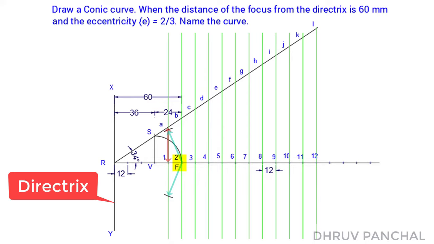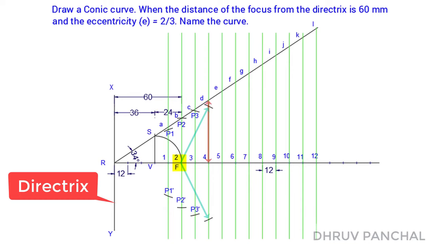With the help of compass, take distance A1 as a radius and point F as a center. Draw two arcs on line A1 to get point P1 and P1'. Take distance B2 as a radius and point F as a center. Draw two arcs on line B2 to get point P2 and P2'. Take distance C3 as a radius and point F as a center. Draw two arcs on line C3 to get point P3 and P3'.